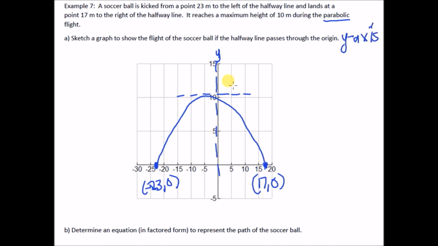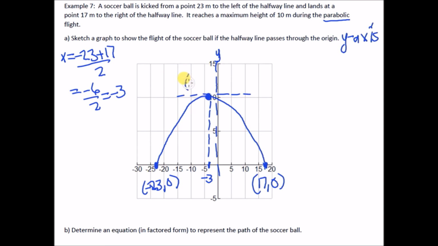And now what we're going to do is, you know what, let's go ahead and solve for the midpoint. So negative 23 plus 17, and we're going to find the midpoint of that. So I get negative 6 over 2, so I get negative 3. So at negative 3, which is right here, this is the axis of symmetry. So the vertex is going to occur at negative 3, comma 10, because that's the max height. So max height. Now we have three points on the equation.